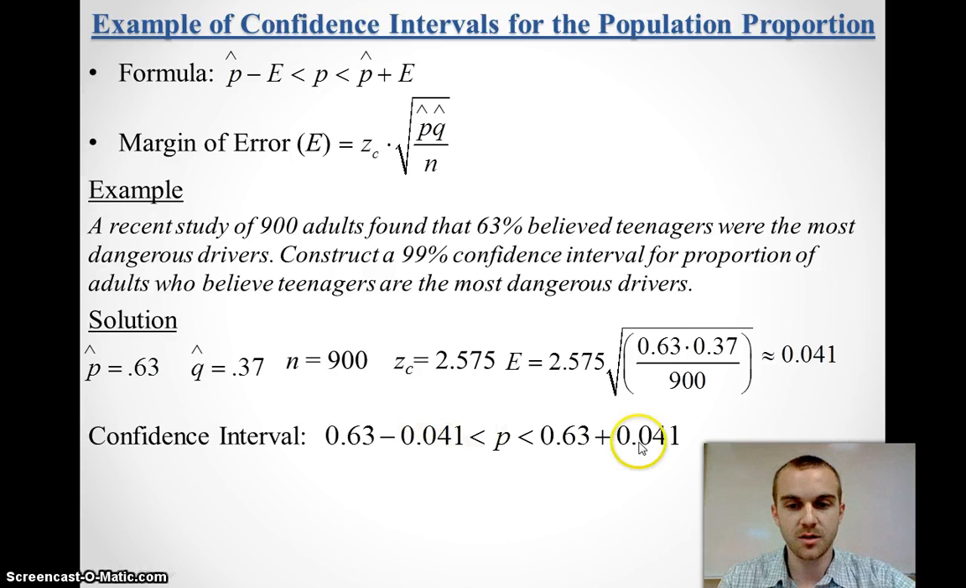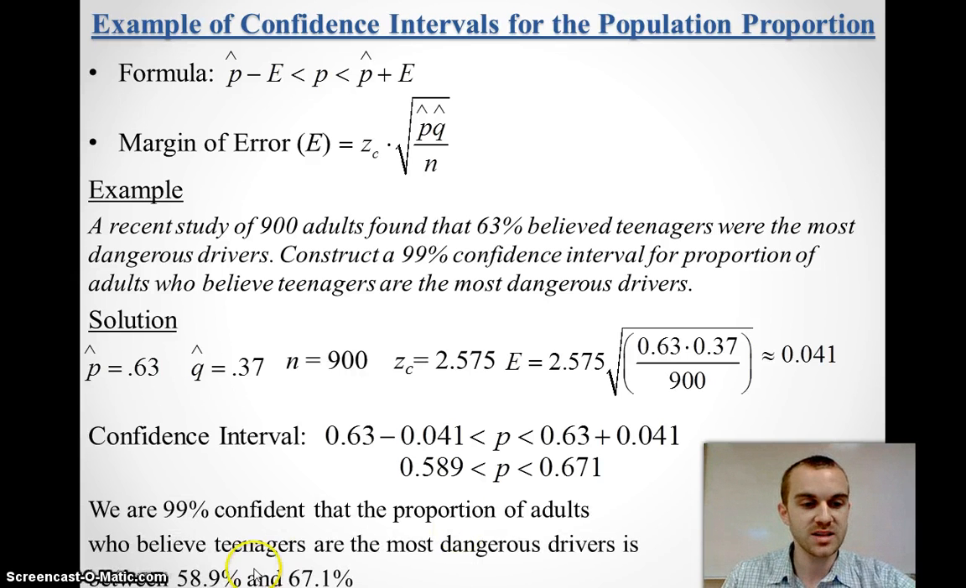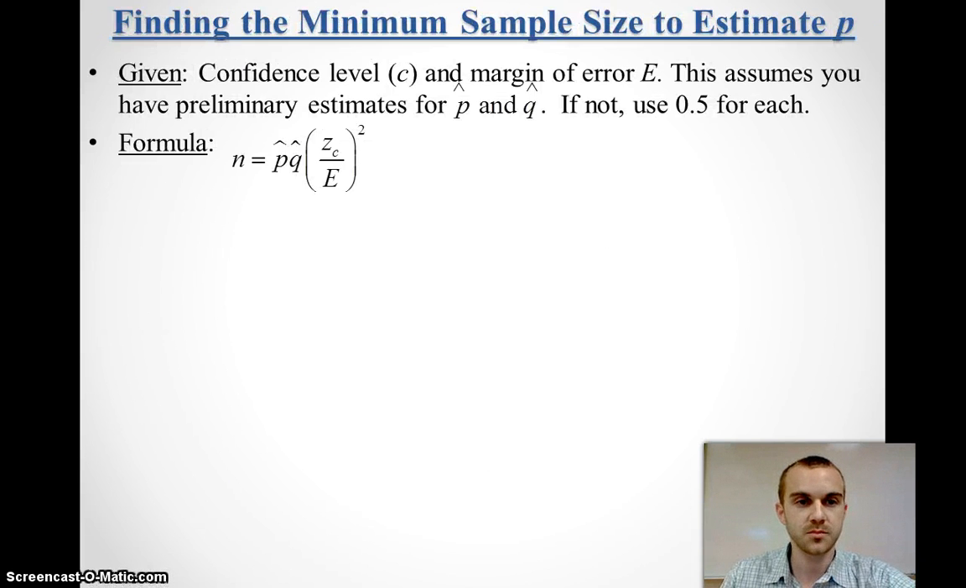So we add and subtract the margin of error, and we get about 58.9% and 67.1% that we would expect the population proportion to be within. So we can say that we are 99% confident that the proportion of adults who believe teenagers are the most dangerous drivers is between 58.9% and 67.1%.